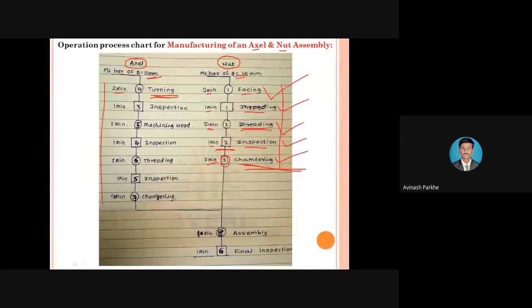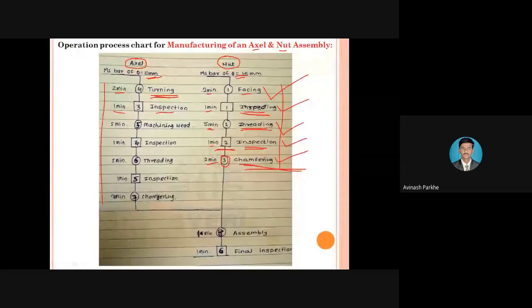After the turning, again inspection is there. Again, 1 minute time is required. But what is the number given for the inspection? The third number is given, because for manufacturing of the nut, already after the facing operation, one inspection was carried out. After the threading operation, another inspection was carried out by using the same setup. Therefore, in the axle manufacturing, the inspection carried out after the turning operation is represented by the third number, because we are using the same machine.